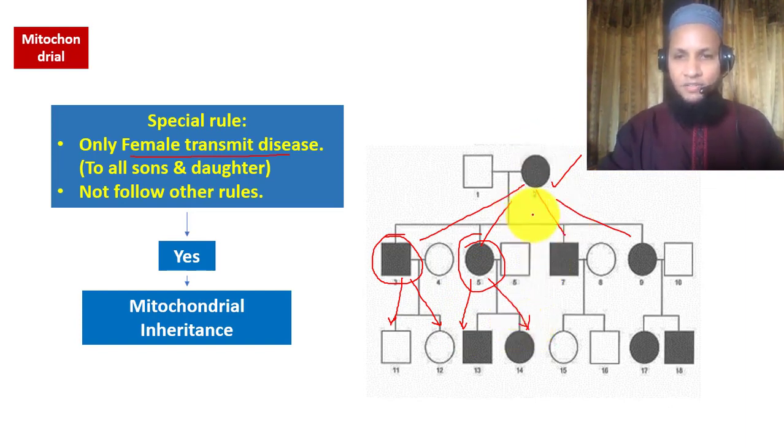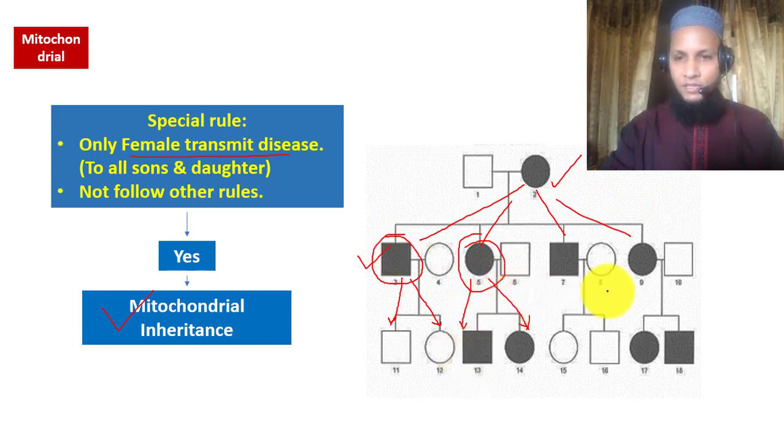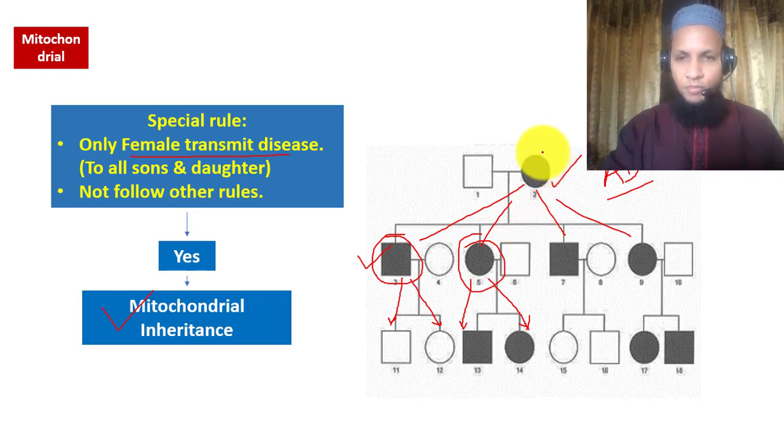This only maternally inherited disease is called mitochondrial inheritance. So at first look, we can make a mistake by diagnosing a dominant disease. For example, all affected persons have affected parents, and there is no skipping of generation, and male and female both are affected. We can make a mistake by diagnosing autosomal dominant. Actually this is mitochondrial inheritance, because the whole inheritance pattern comes from the mother, a maternally inherited disease.